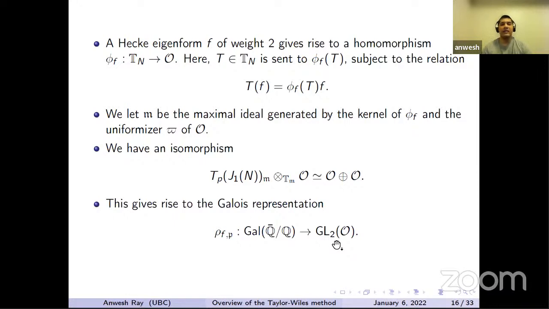Now, in the higher weight case, the idea is a generalization related to this idea. Instead of using the Jacobian, one uses etale cohomology. But that is the subject of another talk. Right now, we just care about the weight 2 modular forms.